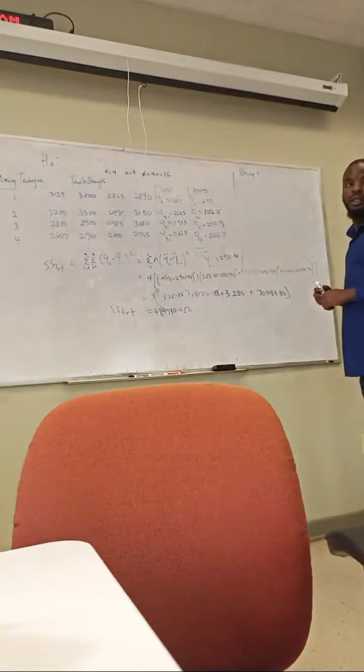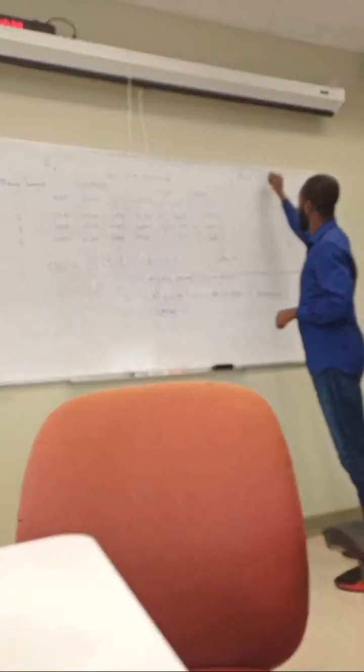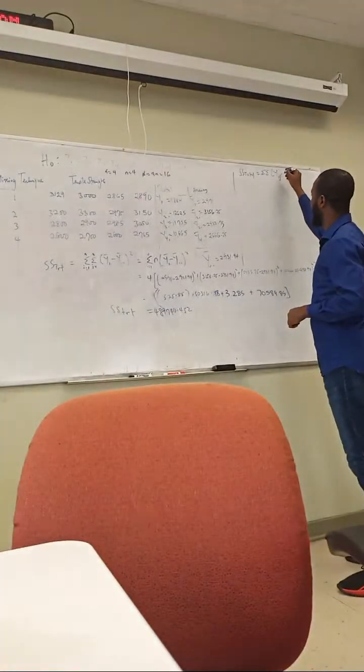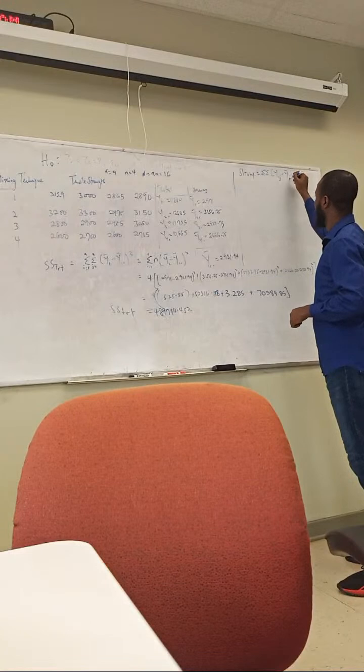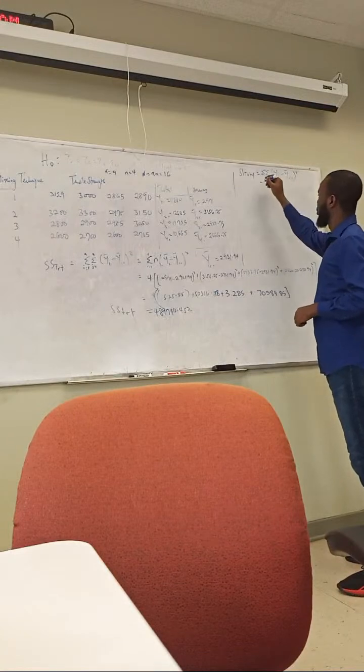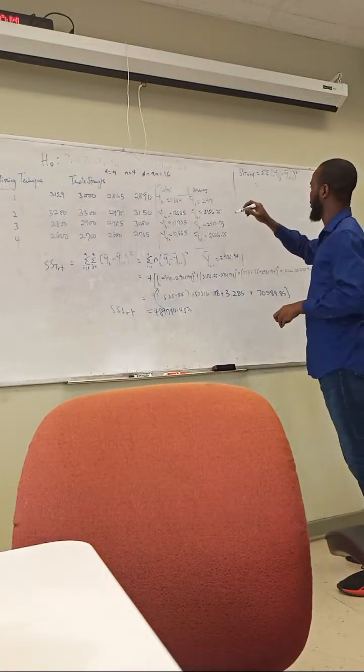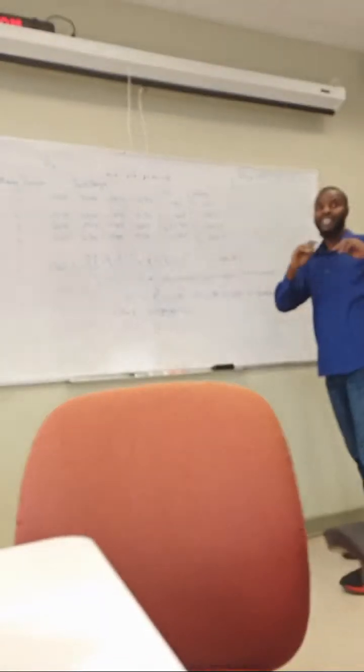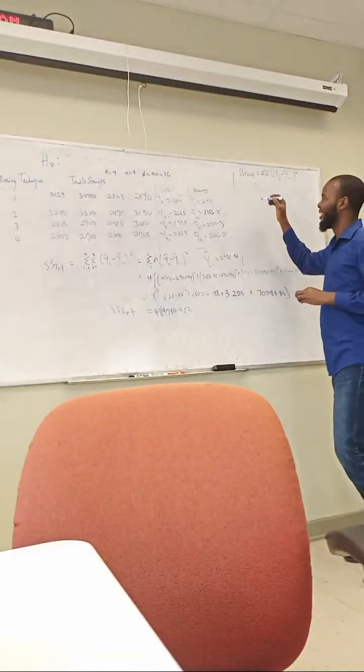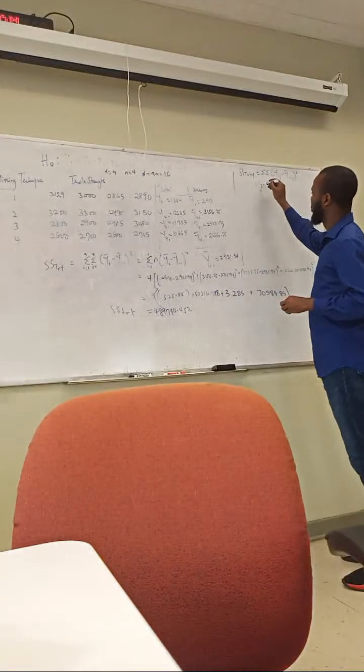So what is this formula? We have Yij minus Y bar. That is each of the observations. We are going to press everything at a stretch. So here you just have your 3129 minus.